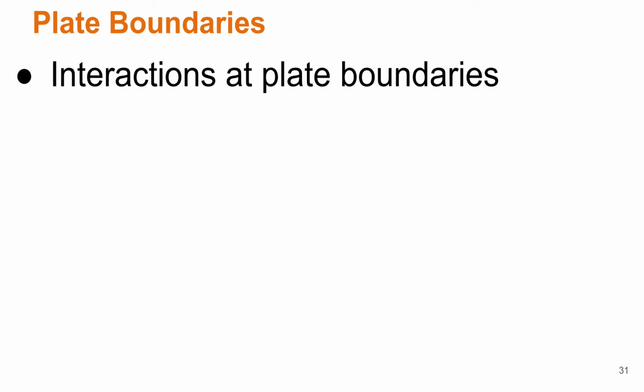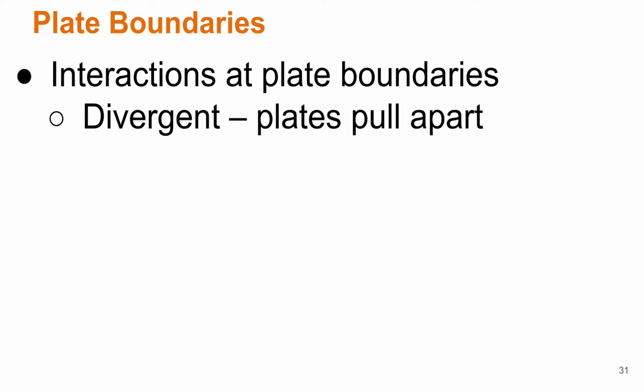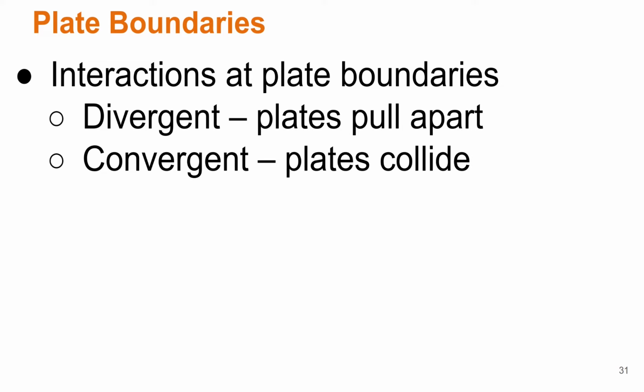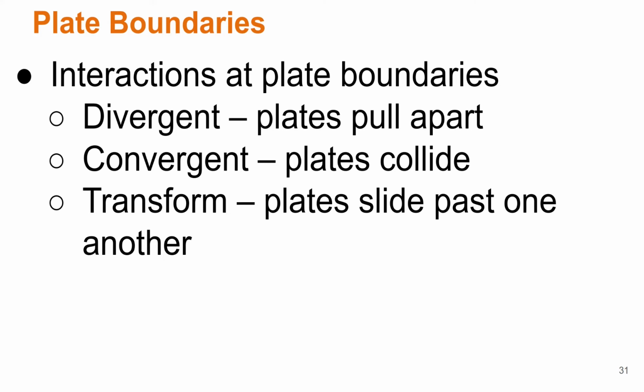So the interactions at plate boundaries, that's where the good stuff happens. Divergent, we have plates pulling apart. Convergent, we have plates colliding. And transform, the plates just slide past one another.